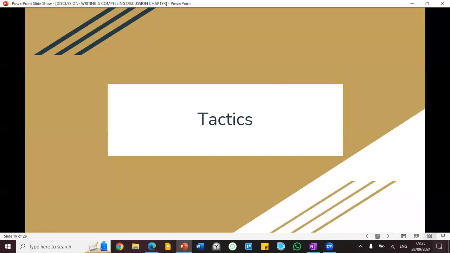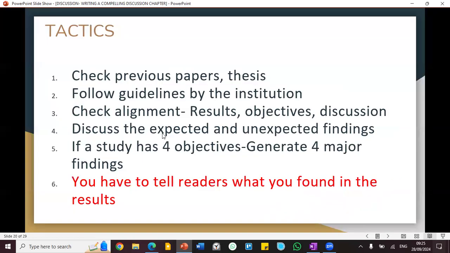How then do I write a better discussion? We shall look at each of these tactics, a guide I prefer and usually advise my students. You may have maybe a scanned guide from your supervisor.